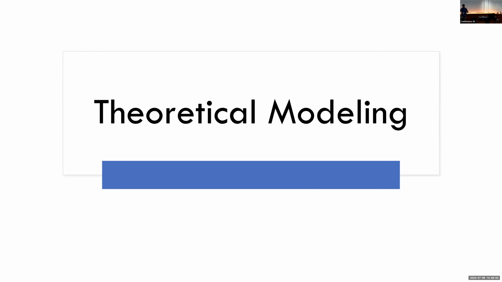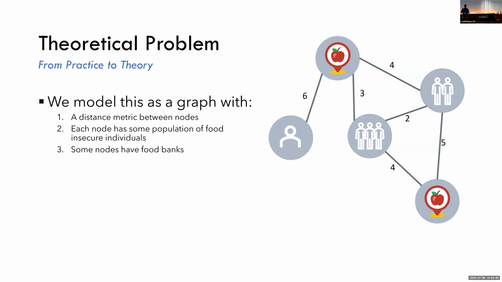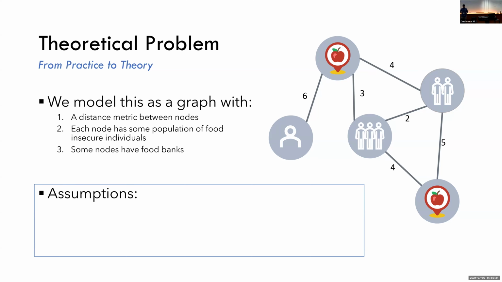So essentially the most important part of our platform is arguably our matching algorithm, which has some theoretical guarantees. But in order to prove these theoretical guarantees, we need to cast a real-life problem into a theoretical one. So we model our problem as a graph where the edges between nodes will have some distance metric that will satisfy triangle inequality. And each node is characterized by two different things. One of them is going to be the food insecure population that resides in this specific node. And the second one is going to be whether a food bank is in this node or not. In order to actually prove things that are interesting, we also have to make a few more assumptions.